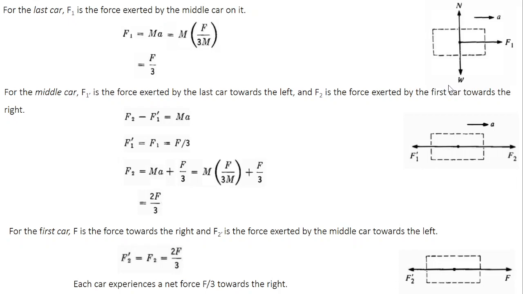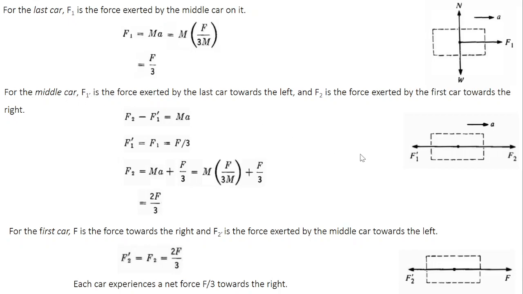Now let's draw the force diagram for the last car. So I have N acting in the upward direction, W acting in the downward direction. We are not going to consider these two. And the last car is pulled towards the right by the middle car. Let's say F1 is the force exerted by the middle car on the last car. So I can write F1 equal to mass into acceleration, m into A. A is nothing but F by 3m. So F1 equal to F by 3.